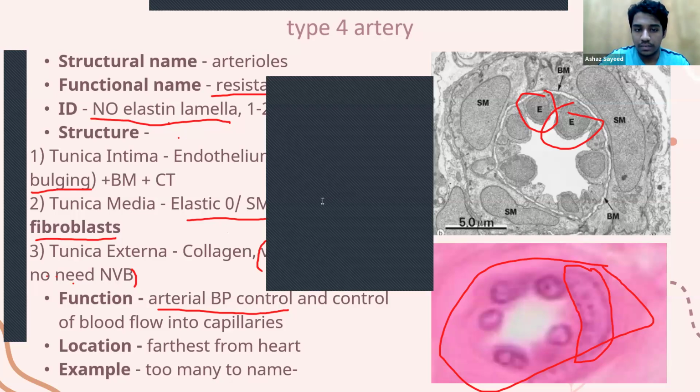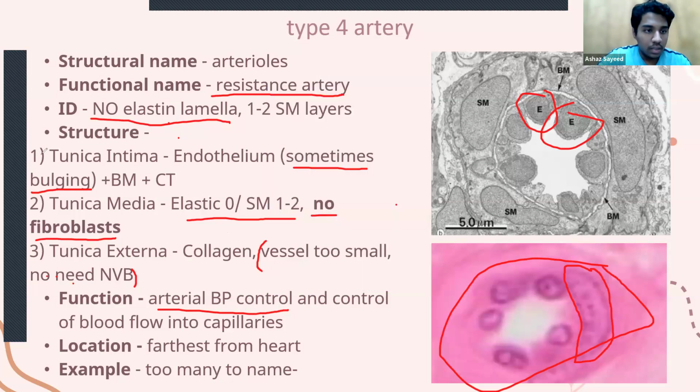Fibroblasts in the tunica externa? No, no. Fibroblasts are just in the tunica media. Tunica externa does not have fibroblasts. Yeah, I think we're done.